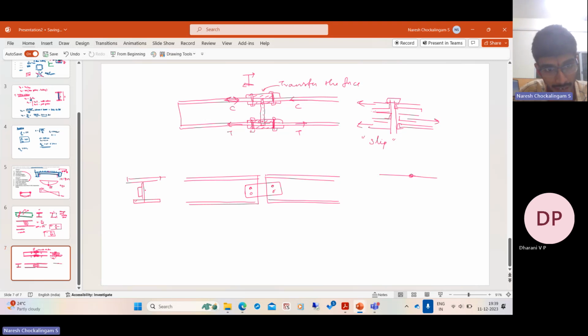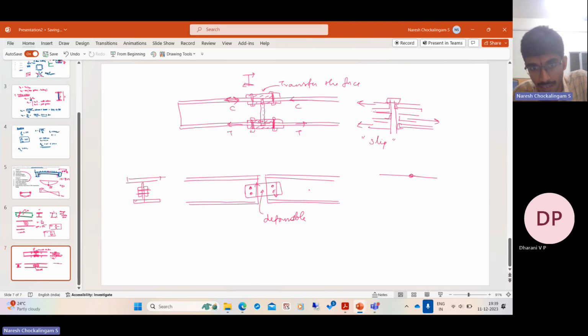So here you have something like this. So therefore, what this does is it will transfer the shear between the two. So this web is subjected to some shear. These two are disconnected. So the connection will transfer the shear. However, the web splice is deformable, right?